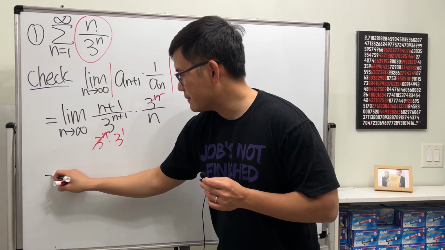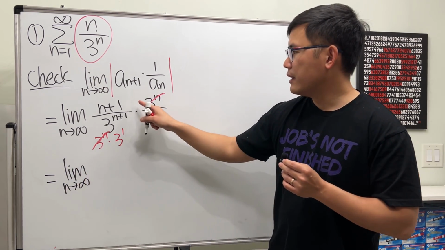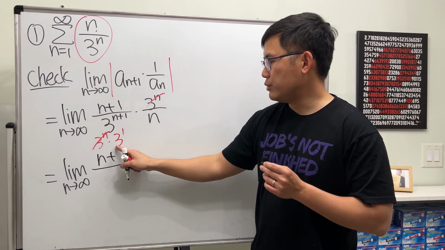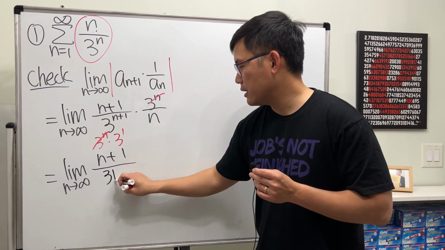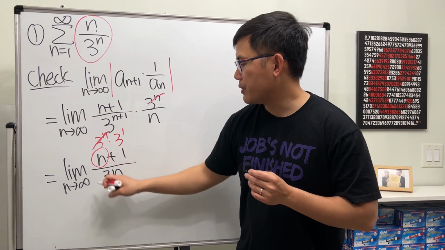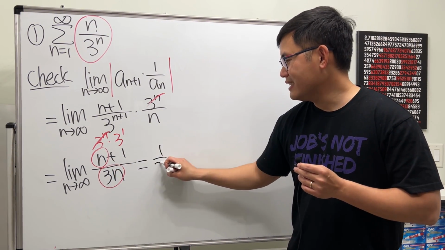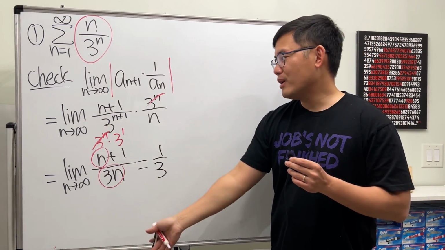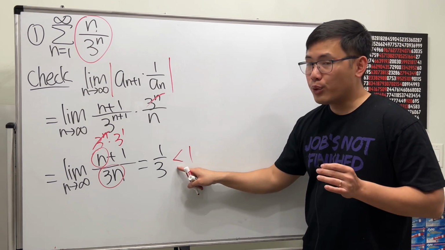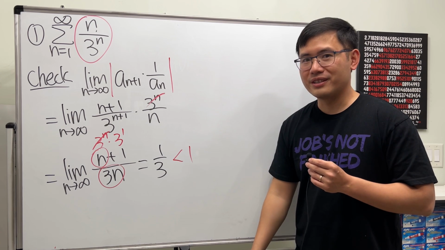So we are looking at the limit as n goes to infinity. On the top is just n plus 1. On the bottom, we have 3 times n. Now, as n goes to infinity for this kind of limit, just compare this and that, which is going to tell us the limit is 1/3. And when we get the limit being less than 1, not equal to. If it's equal to 1, the ratio test cannot help us draw any conclusion.